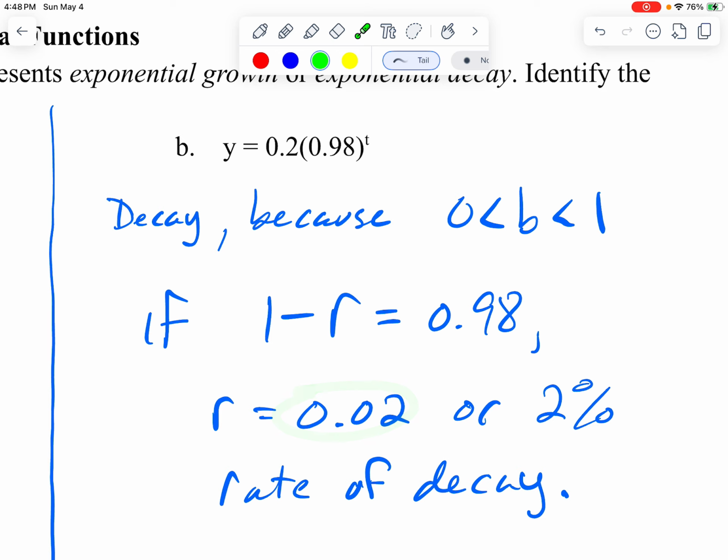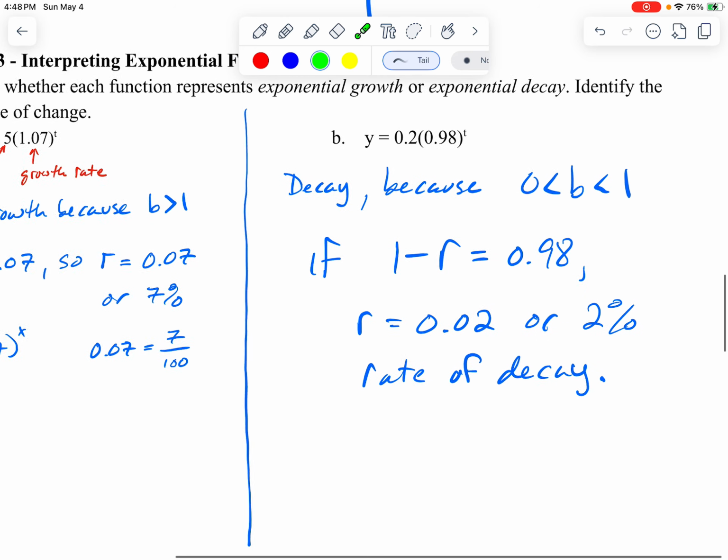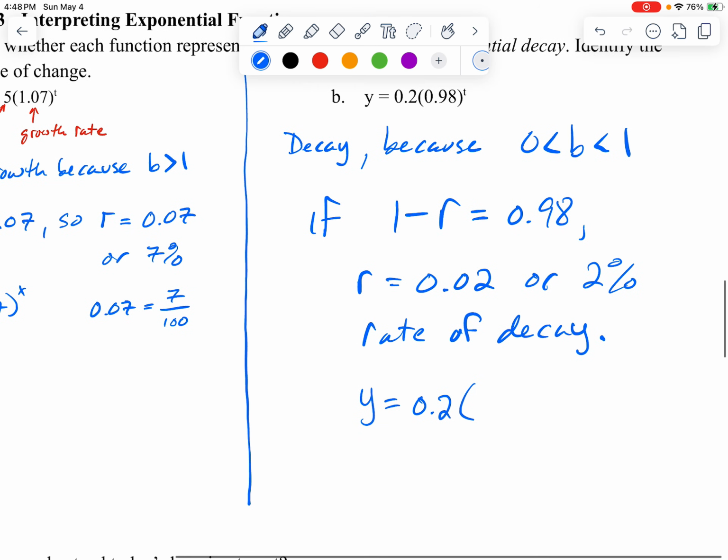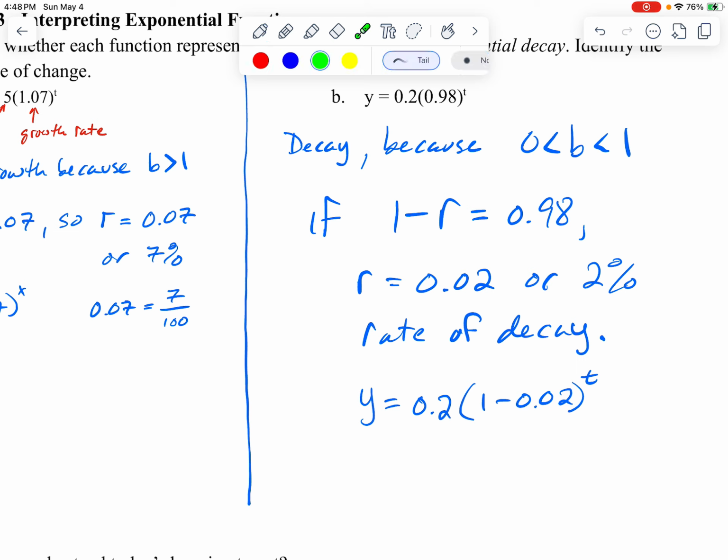0.02 or 2%. Because if we want to write this in an equivalent way, we would have to write y equals 0.2 times 1 minus 0.02 to the t. So again, notice that this b value is the exact same as this b value. It's just written in a different way, which tells us that this is that rate of decay.